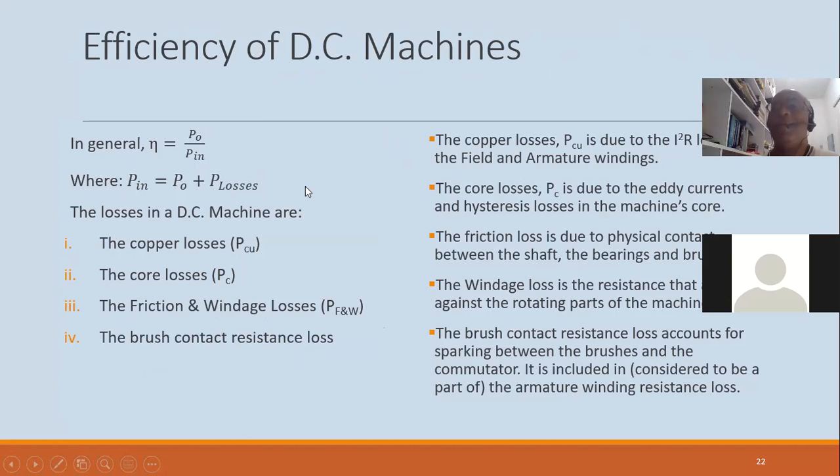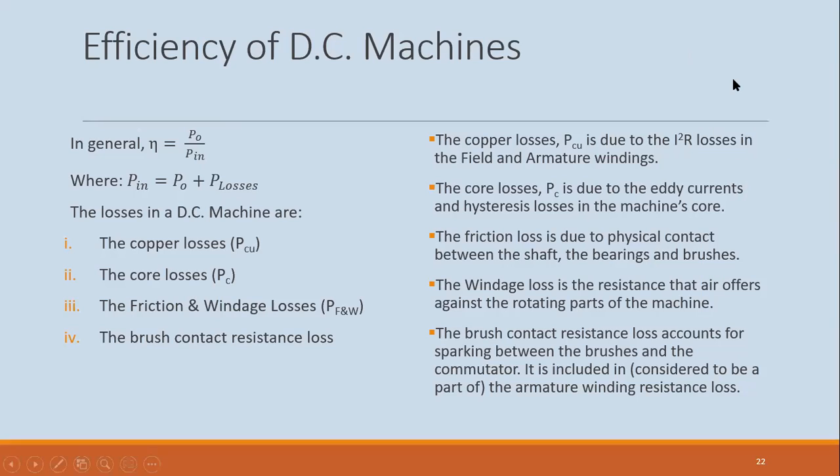All right. We will pick up from where we left off last week, and we hope to finish this week. So we had actually started looking at efficiency when we realized that we needed some timeout. So we will pick up there, efficiency of the DC machine.